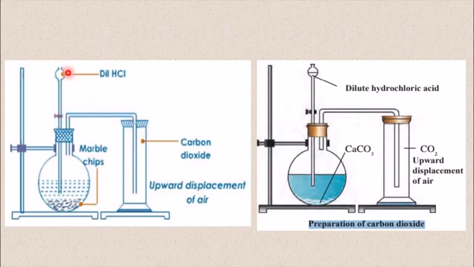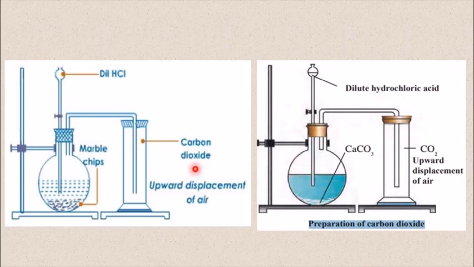Now slowly, first of all we will add a few marble tiles and we will close this. Then slowly you have to start adding dilute hydrochloric acid from this thistle funnel. As you add dilute hydrochloric acid, the calcium carbonate here combines with hydrochloric acid. So CaCl2 is formed, and hydrogen oxide, that is water, is formed, and carbon dioxide gas is released because of the HCl.